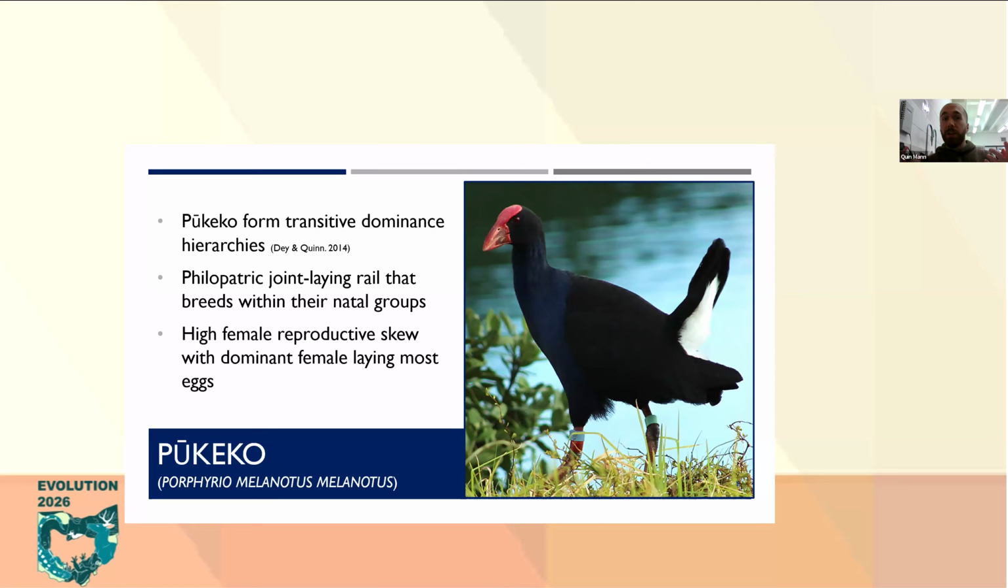Within these groups as well, they are known to be joint laying. Joint laying, if you're unfamiliar with the term, is simply when multiple females lay eggs in a shared nest, and it's relatively uncommon among bird species. Within these groups, we also know that there's a very high reproductive skew. Typically, the most dominant females, like 1 to 3, are the ones laying the eggs, whereas most males are able to, in theory, participate in the copulations and the siring of future offspring.